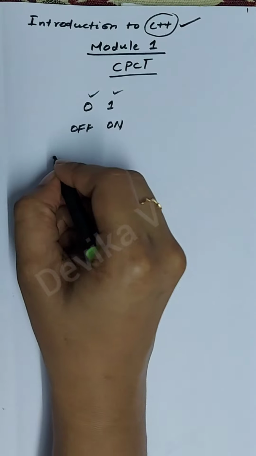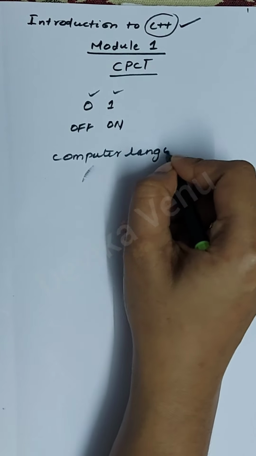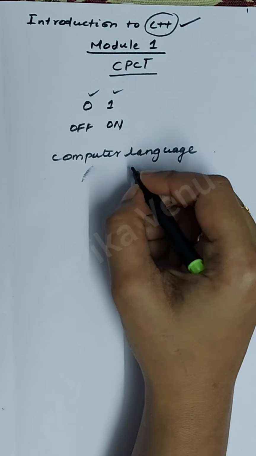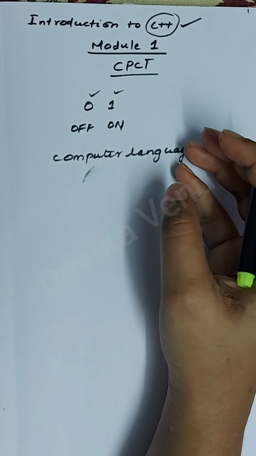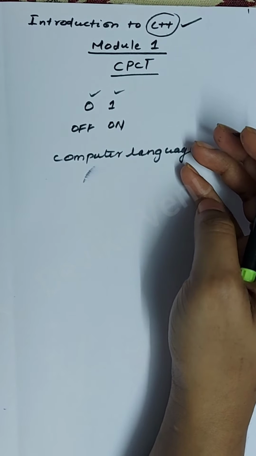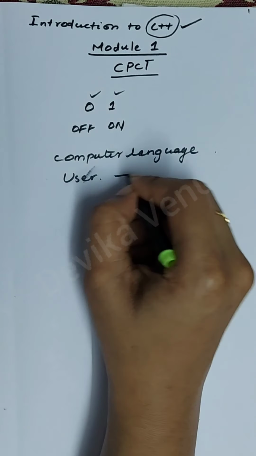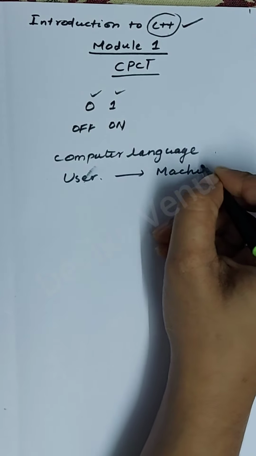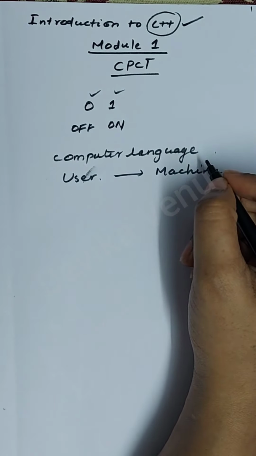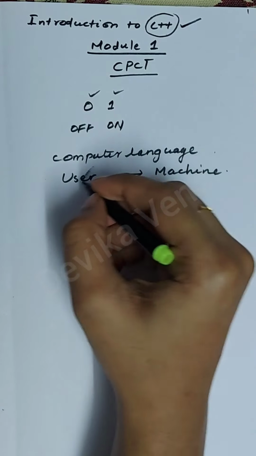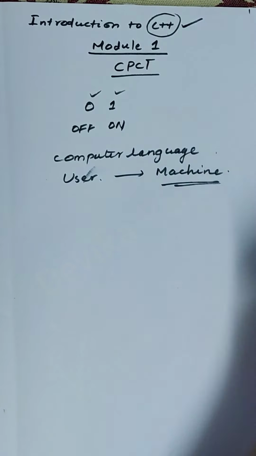So in computer programming, any computer language you take, it converts our instructions. It provides an interface between the user, we as humans, and the machine. This computer language helps to convert our instructions to the machine language.